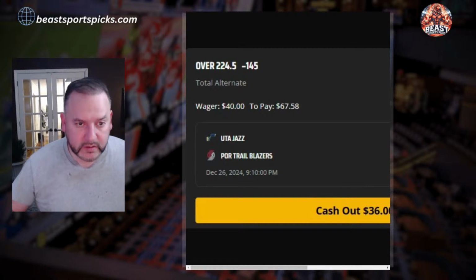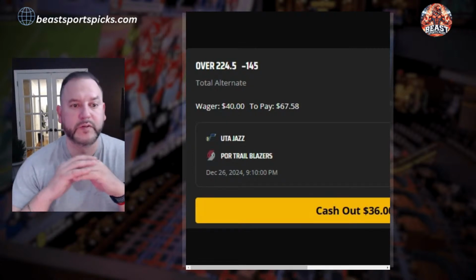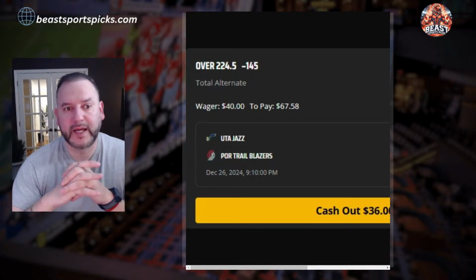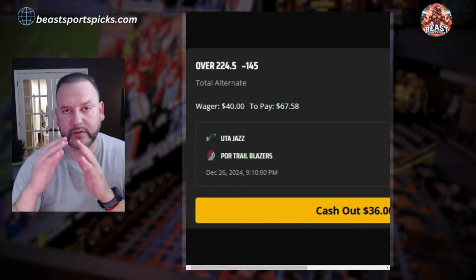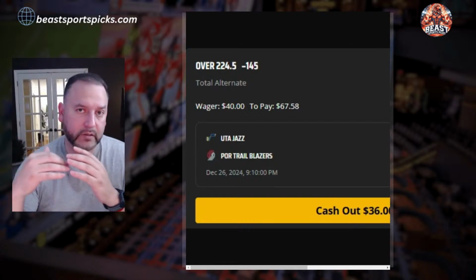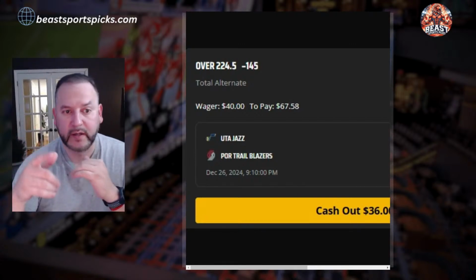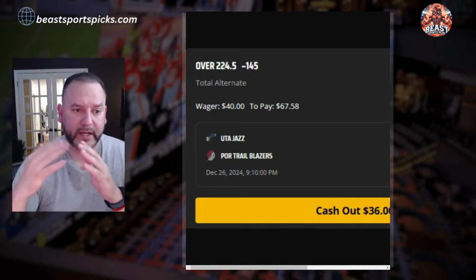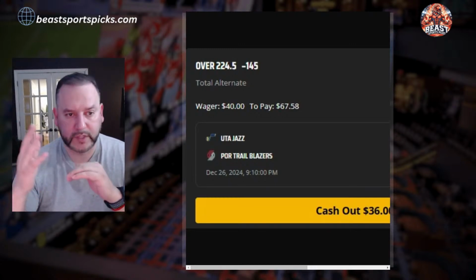Let me zoom in a little bit. So the Jazz and the Trailblazers over 224. And this moved so fast. When I was looking at it, it was at like 225, and then it went up to 226, and then I actually bought it back like 2 points. So that's why I had to pay like 145 on the odds. But then it kept going up drastically.